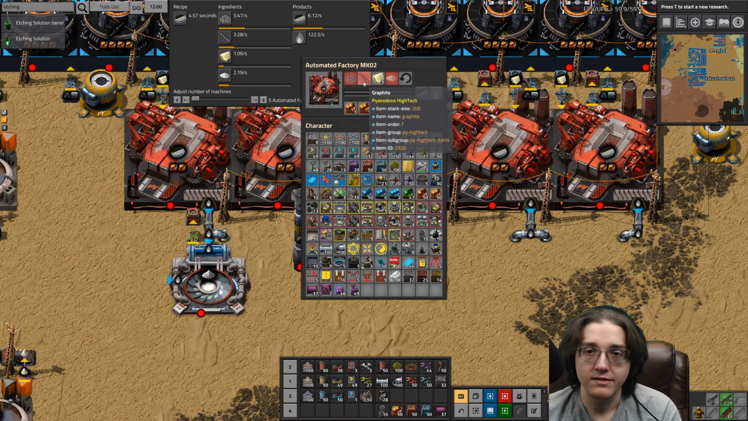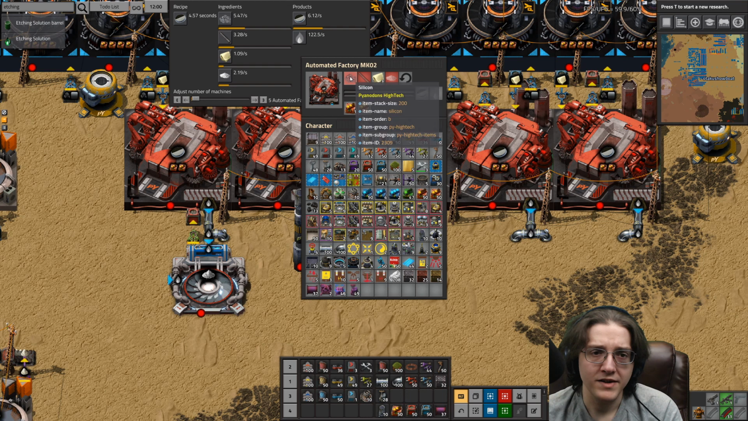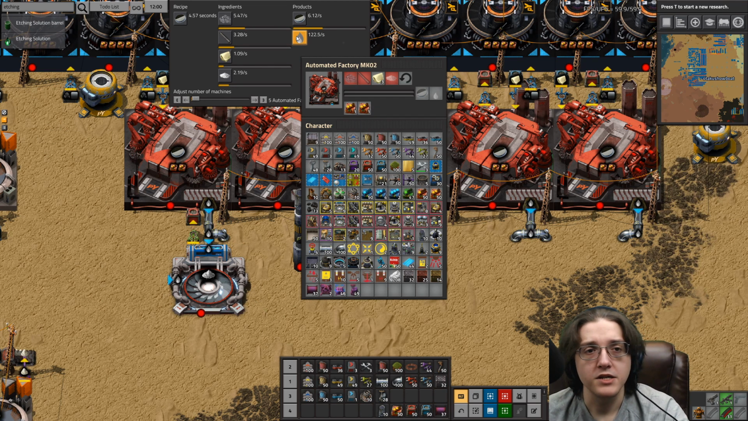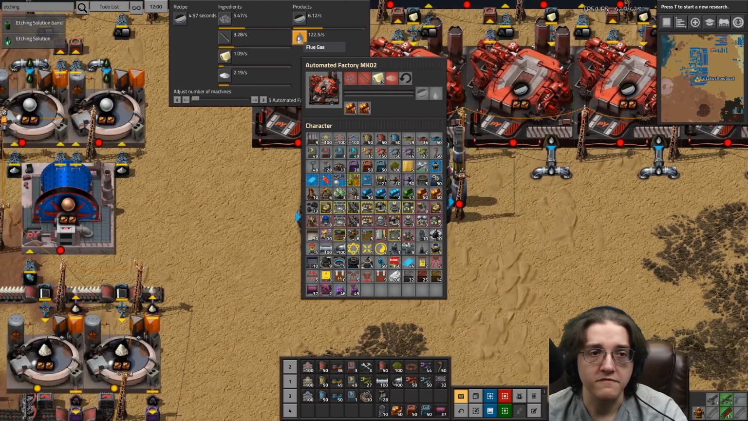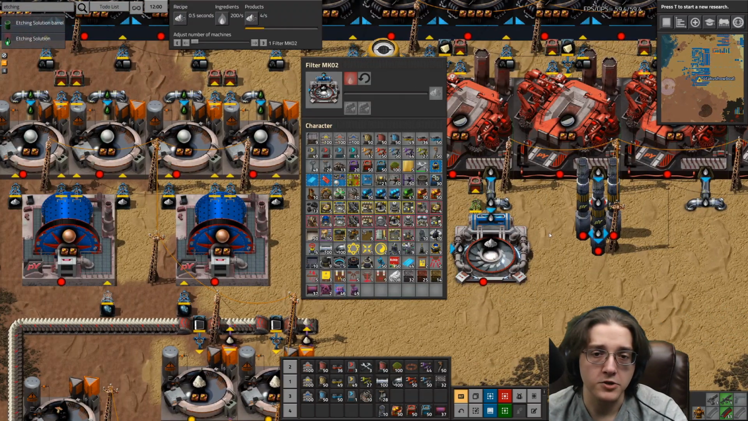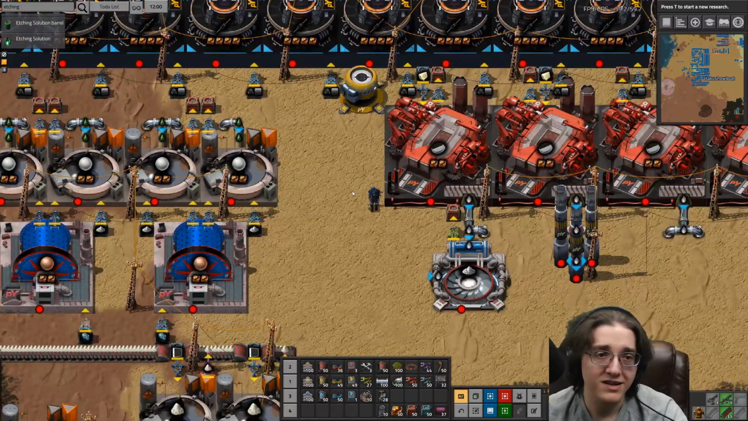Graphite, that's just coke. Graphite's just coke. And then silicon. Silicon is new. And note that this produces non-zero amounts of flue gas, so you can process that into ash or just vent it, or do both.